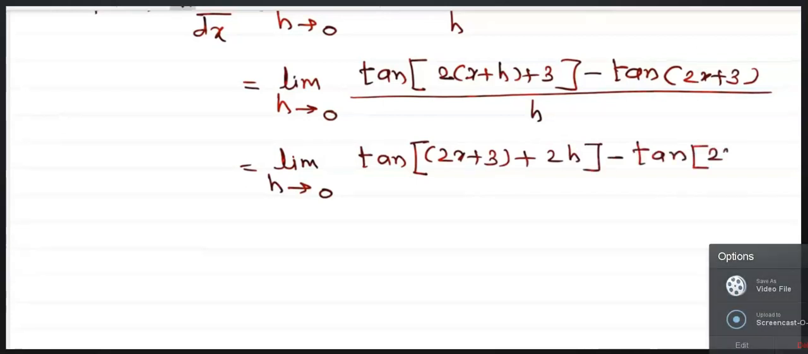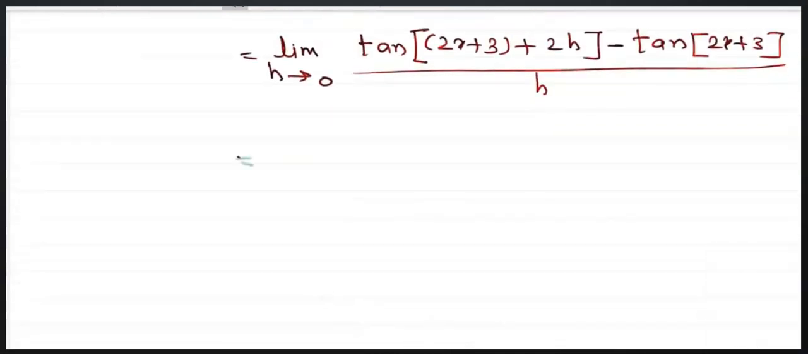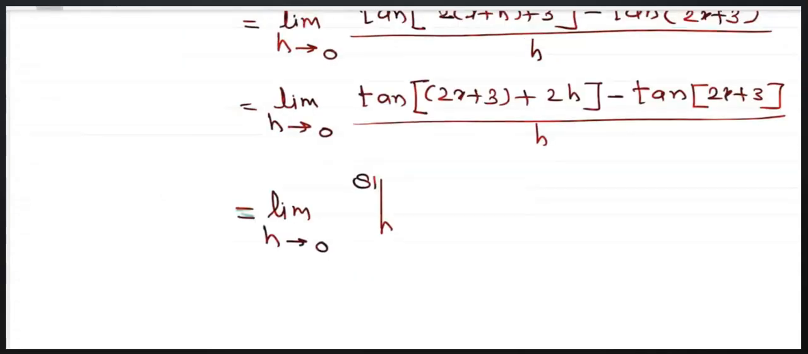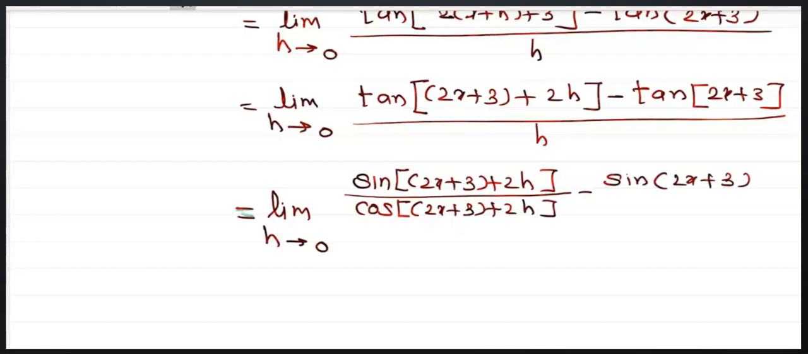Now again, what is meant by the tan? Tan means sine of x upon cos of x. In the same way, that is sine of 2x plus 3 plus 2h upon cos of 2x plus 3 plus 2h minus sine of 2x plus 3 upon cos of 2x plus 3. Now here we make the cross multiplication.